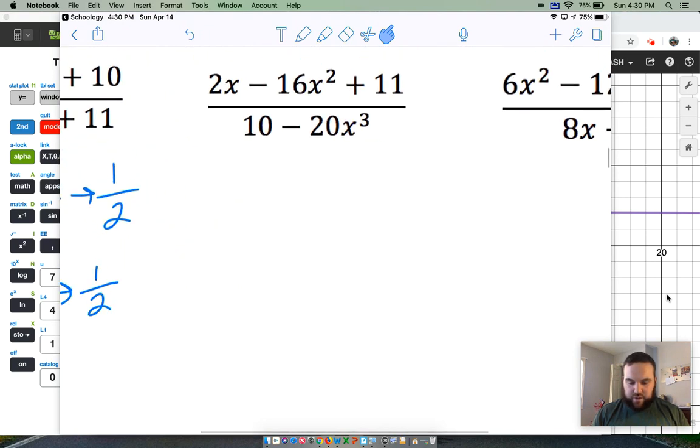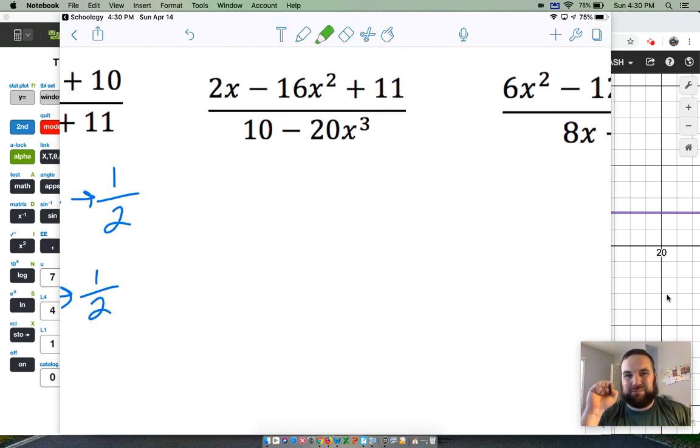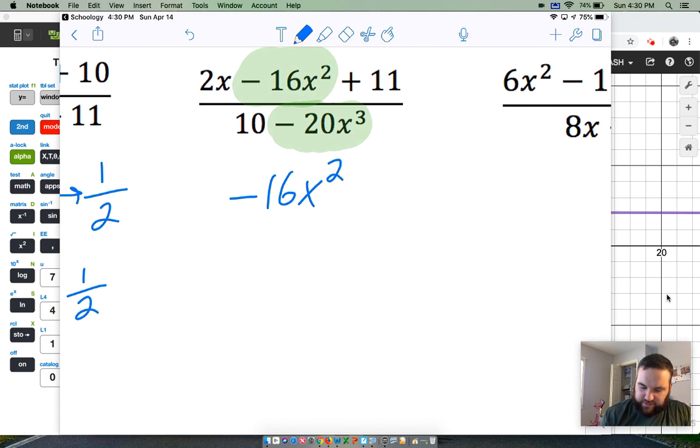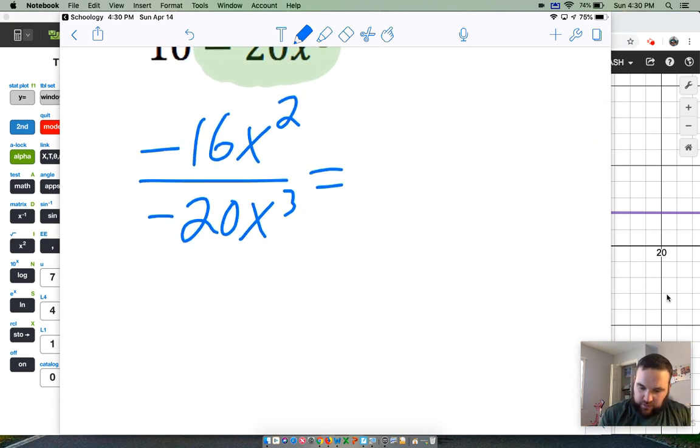The second example, I tried to mess with you a little bit. Again, we are looking for the highest power on each side. For this, I have negative 16x squared on top and negative 20x to the third on bottom. So if I simplify this, I have negative 16x squared over negative 20x to the third. In this case, the powers don't match. So I can cancel out 2 of those x's. But what that does is reduce the x to the third in the bottom.